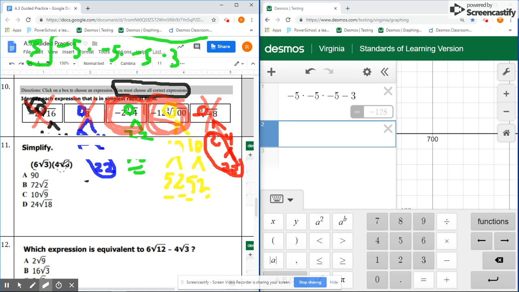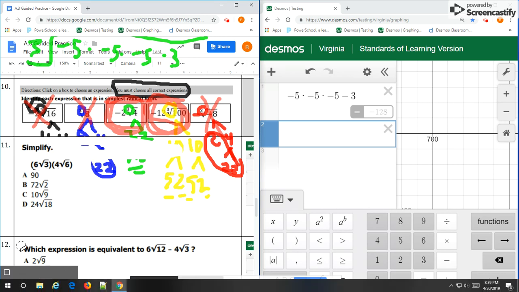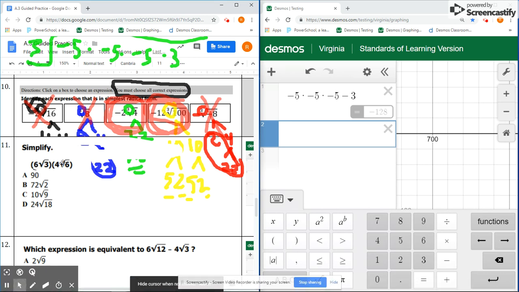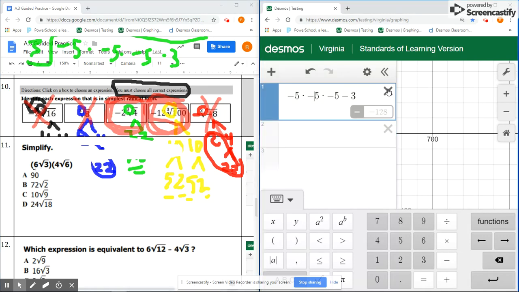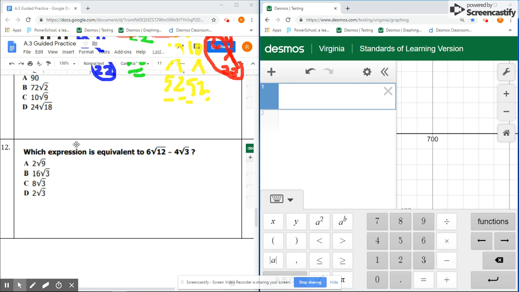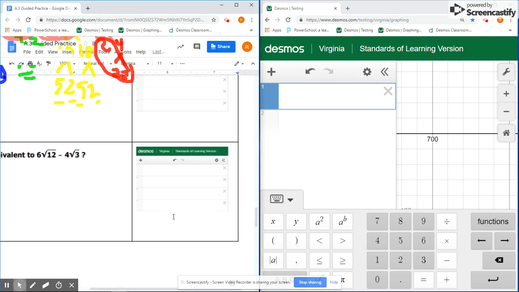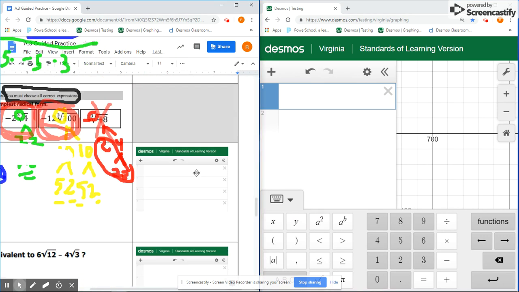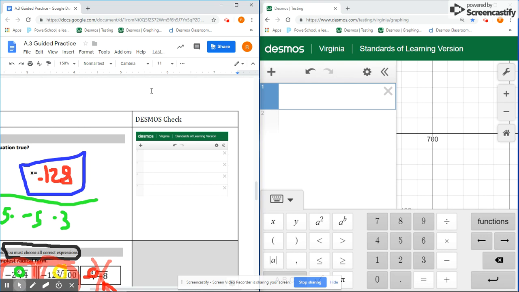If you look at 11 and 12 very quickly, you should see that this is just a number, and these are just numbers. So this will be very easy to just plug into Desmos and check your work. Same thing for number 12. It says which expression is equivalent to 6 square root 12 minus 4 square root 3. This is just a number, so type it into Desmos here and see which ones of these match it up. All right. As always, don't forget to put your work over here on the right for your Desmos check, so that you can get all your points today for your guided practice.